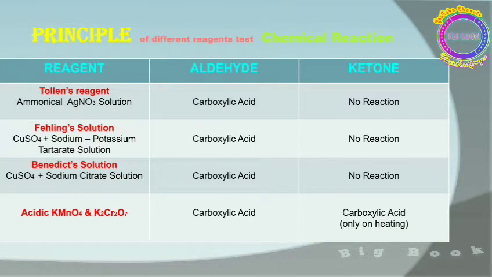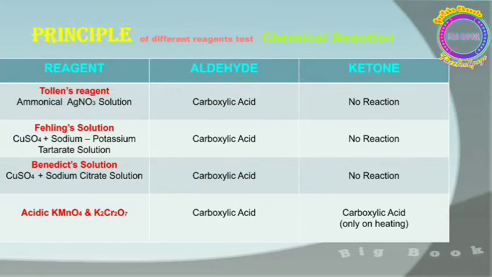Coming to the next slide, this slide shows a very clear picture of the reaction of the reagents or solutions with either the aldehyde or the ketone. In this table, the reagents are in the first column, aldehyde is next, and the ketone is the third. In the first row, Tollen's reagent, which is the ammoniacal silver nitrate solution, is going to react with the aldehyde but not with the ketone, because ketones have stronger bonds compared to aldehydes.